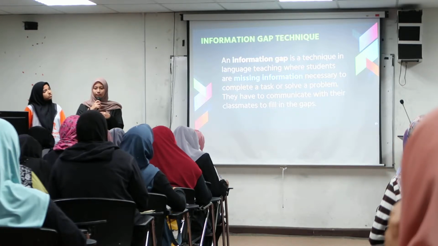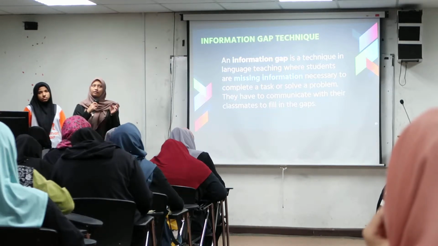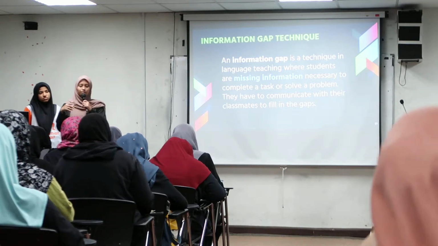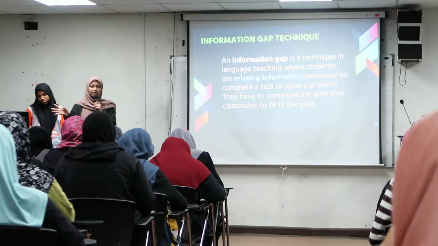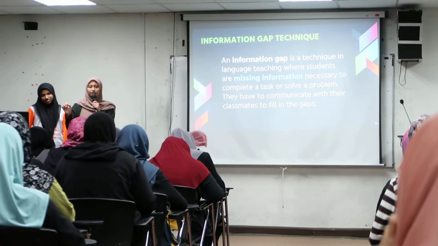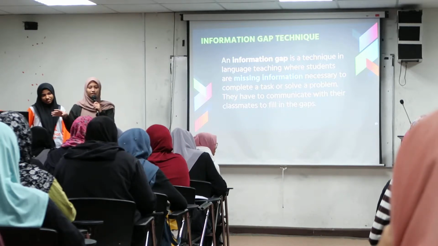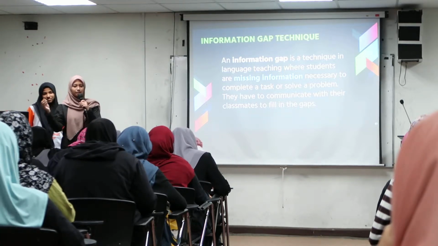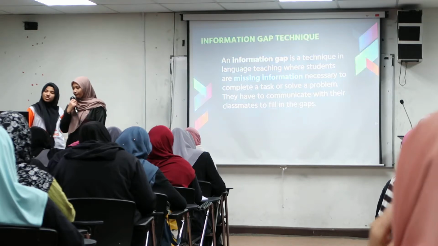Okay, for example, a teacher gives the students a task, for example, information about a famous artist. So the students will receive similar information, but there will be missing information. Let's say Amy has information about the birthday of that artist, while Shamhana doesn't have the information. So Shamhana can find the answer by asking Amy what the birthday of the famous artist is. So that's the information gap technique.